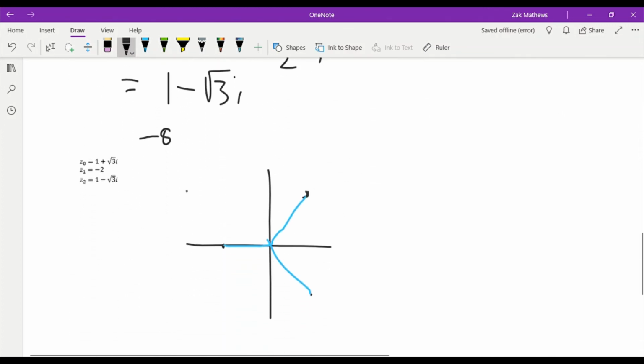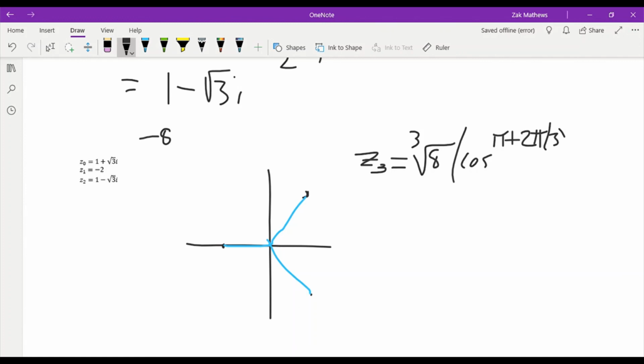Now, maybe you're still not convinced that I should have stopped at Z2. Maybe I should have gone on to Z3 because we had 3 zeros. Well, let's see what we get when we calculate that. We'd have the cube root of 8, we'd have cosine of pi plus 2 pi, this time times 3, over the n, which is still 3. Sine, we're going to have the same. So to save space here, I'm just going to do the calculation.